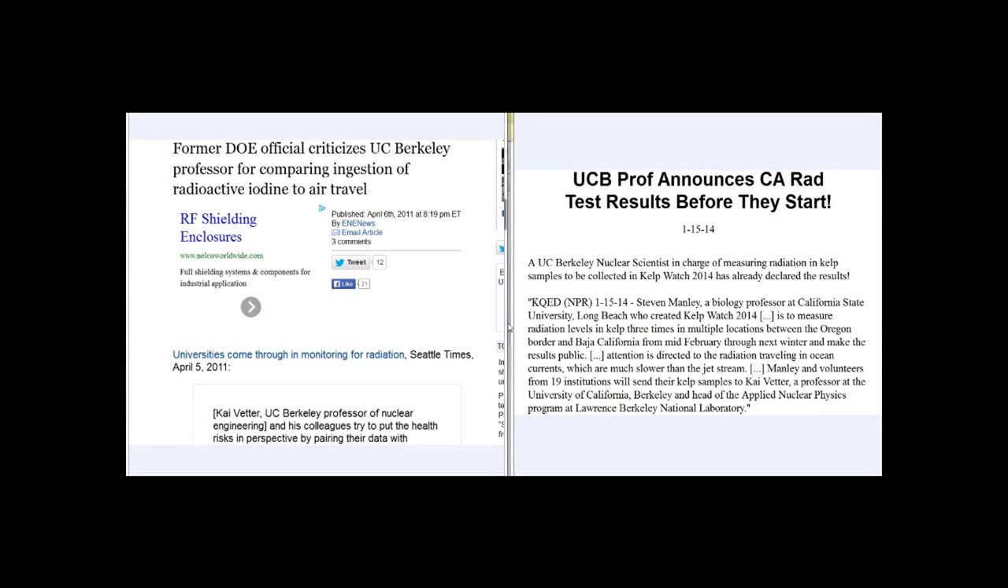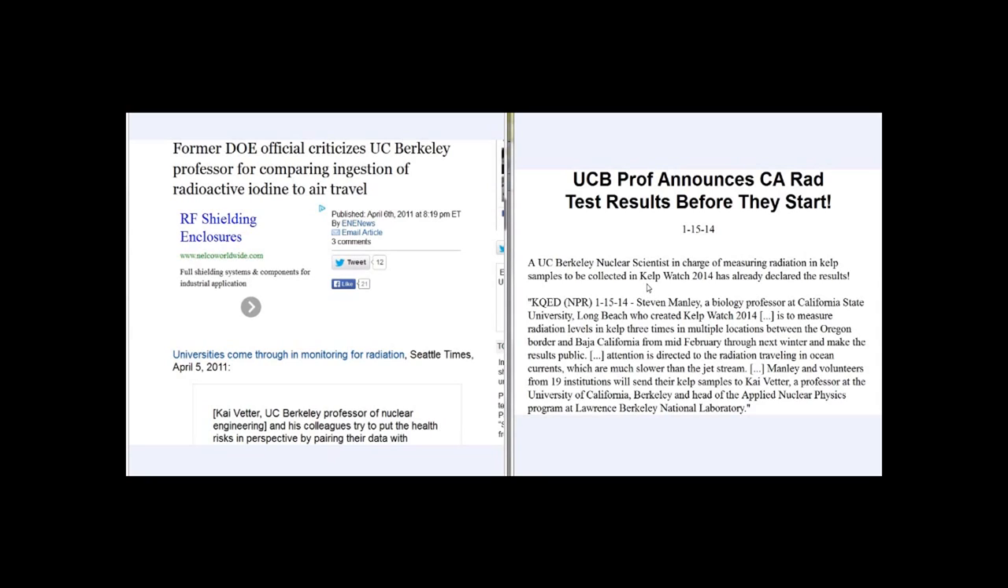Kelp-Watch is run by two professors. One, Kyle Vetter, a UC Berkeley professor, compared ingesting radioactive materials from Fukushima to air travel. Well, if you ingest it, you've got it with you till the end of your life. It turns into a cancer. All your white blood cells are attacking it all the time. It has nothing to do with air travel. It's in you forever. When you get off a plane, you're off a plane.